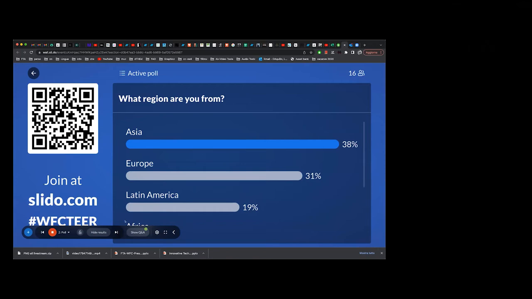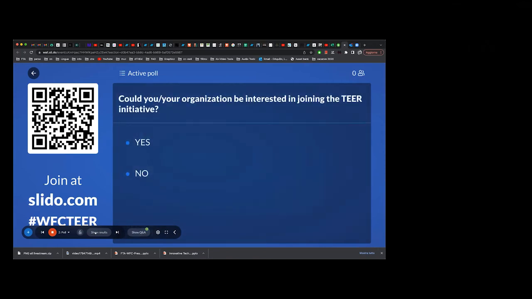And next question. I think it's quite easy. Could you or your organization be interested in joining the initiative? Then maybe we can ask what that means, joining the initiative, because I guess that's the question. What is there to gain? Okay, everybody's interested, maybe some not so much, but okay. Still some to convince.